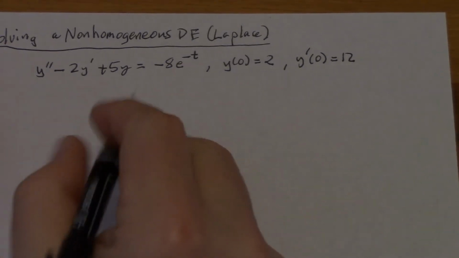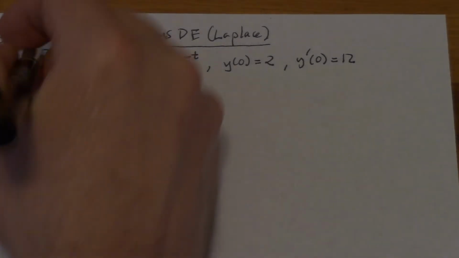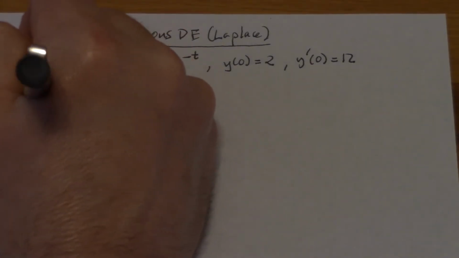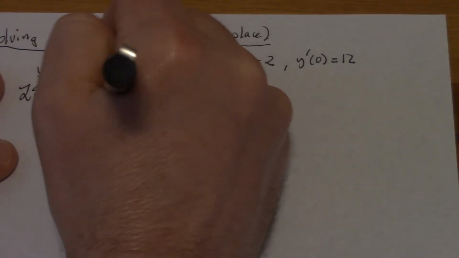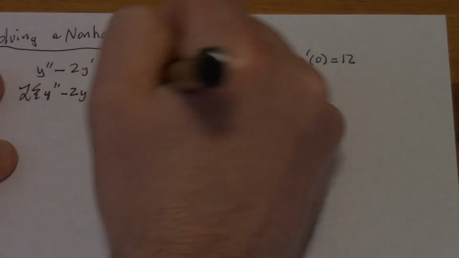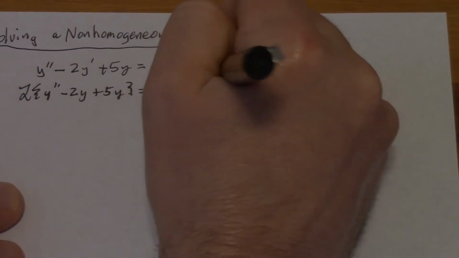Alright class, in this video we're going to solve a non-homogeneous differential equation with Laplace transforms. So once again we're going to take the Laplace transform of both sides, and we're going to use our table for that. And the Laplace transform for negative 8e to the minus t.